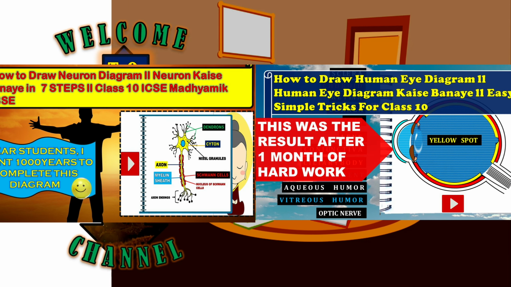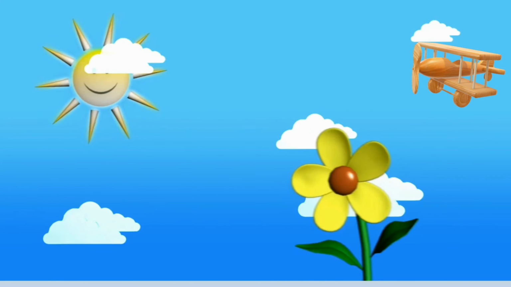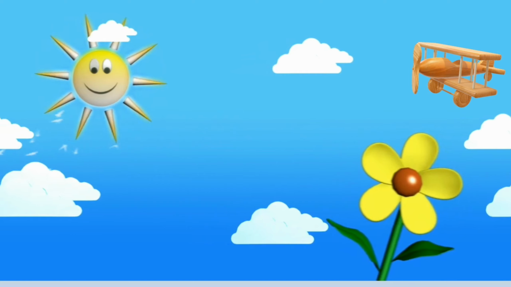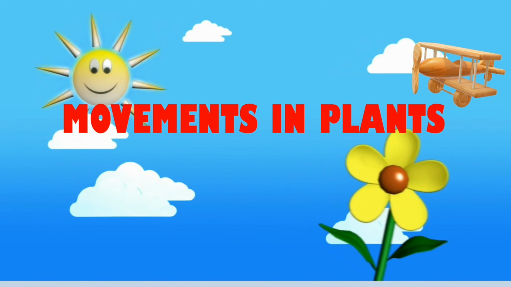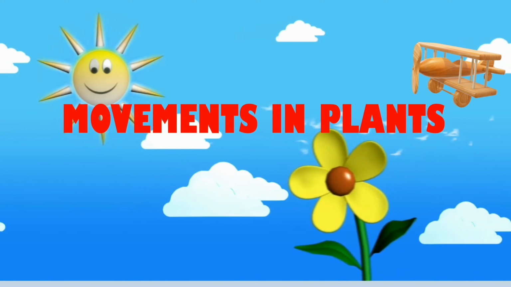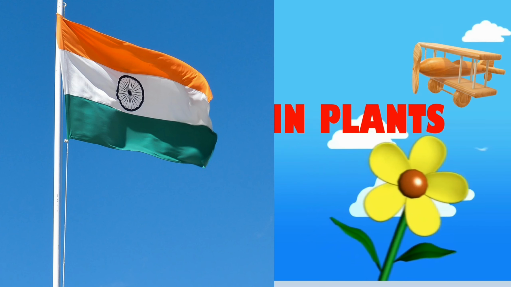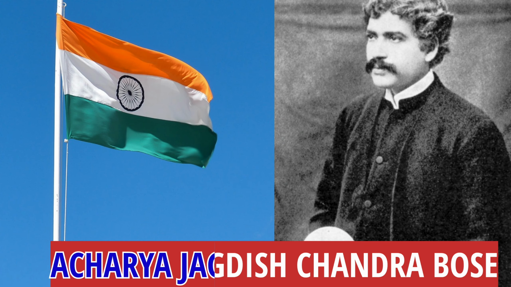In our last video, I showed you how to make the diagram of neuron and human eye. Today, we will learn about the movement in plants from chapter Control and Coordination. Do you know the sensitivity in plants was first discovered by our own Indian scientist Acharya Jagdish Chandra Bose?